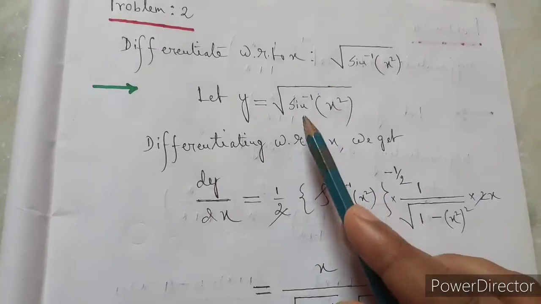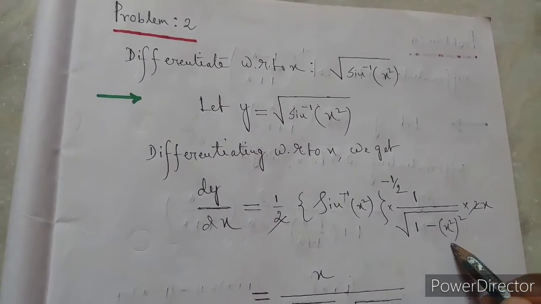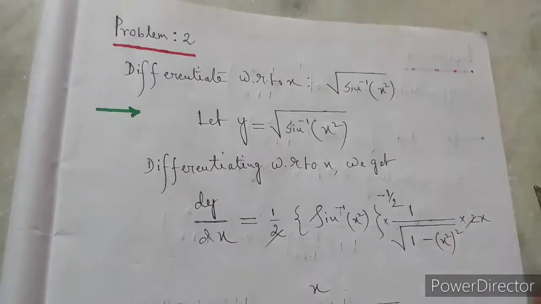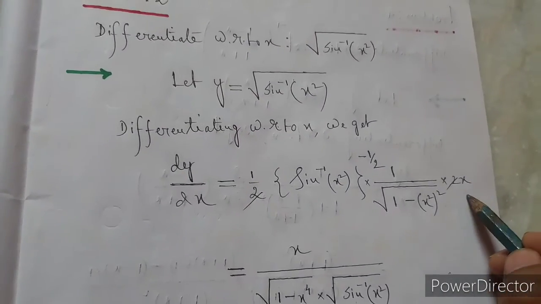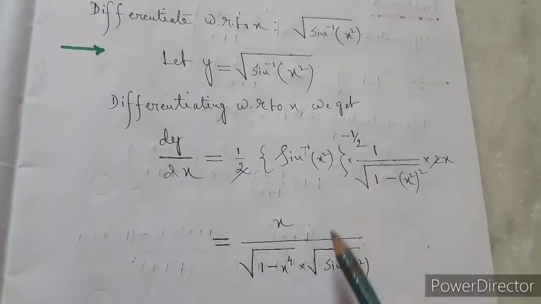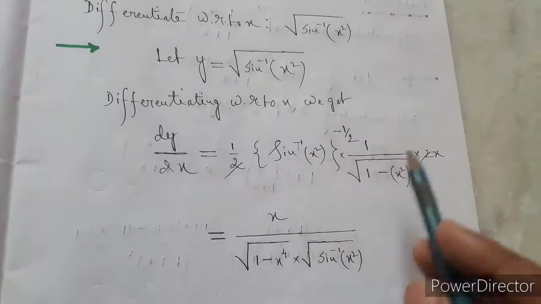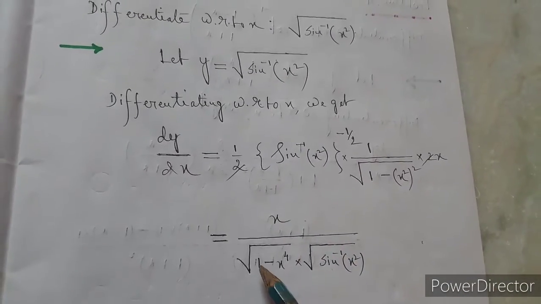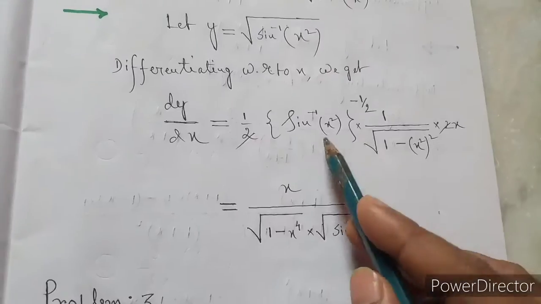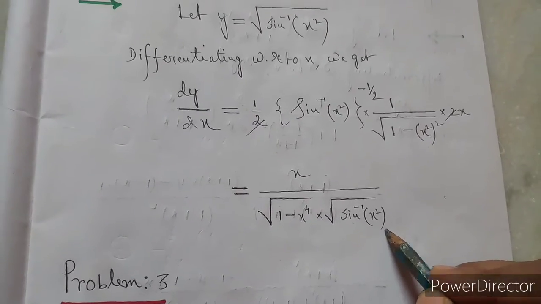Now derivative of sin inverse x square means 1 by root under 1 minus (x square) whole square, and again by chain rule, derivative of x square means 2x. Is it absolutely clear? So now 2 cancels out, and numerator is x, and denominator is root under 1 minus x to the power 4, and this should be root under sin inverse x square. Sure, it is your answer.